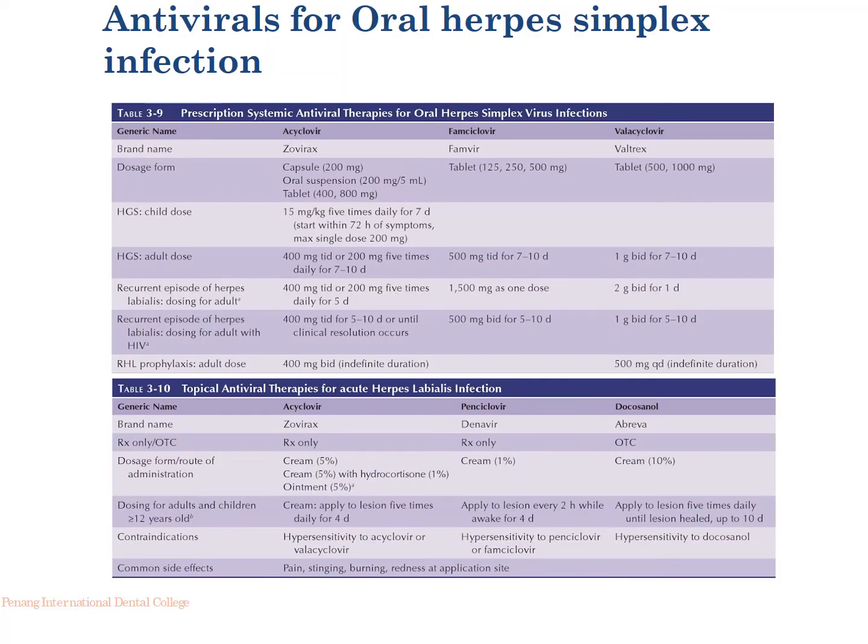This is an image taken from Burkitt's Oral Medicine textbook, which shows you various antivirals for oral herpes simplex infection. So you could either have acyclovir, famciclovir, or valacyclovir for the infection, and it varies from either usage of oral medication or just topical agents.